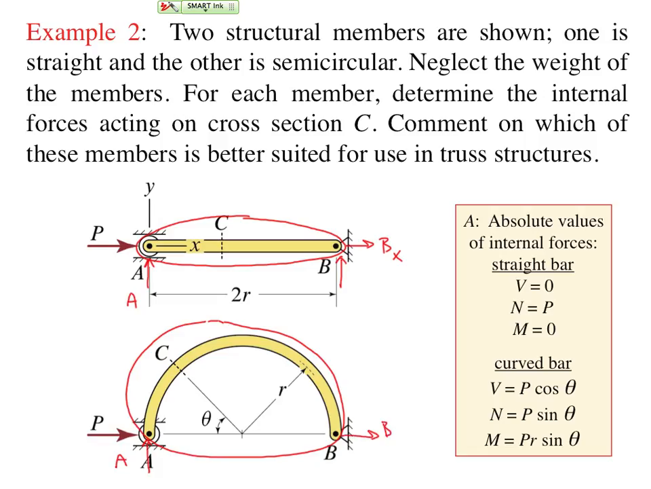And we can see right away that what we're going to end up with here are 2 force members. Sum of the moments about B is going to produce A equals 0. Sum of the forces in Y is going to produce By equals 0, and then we're going to be left with Bx equals minus P.